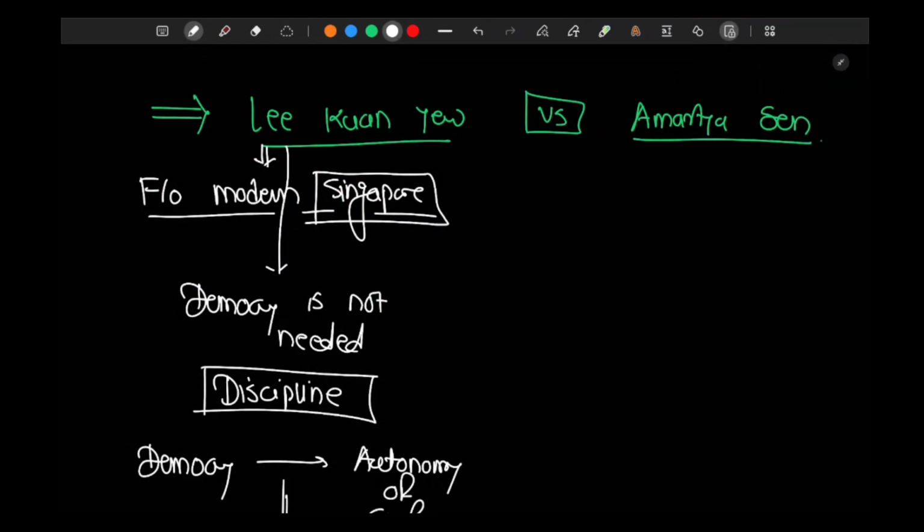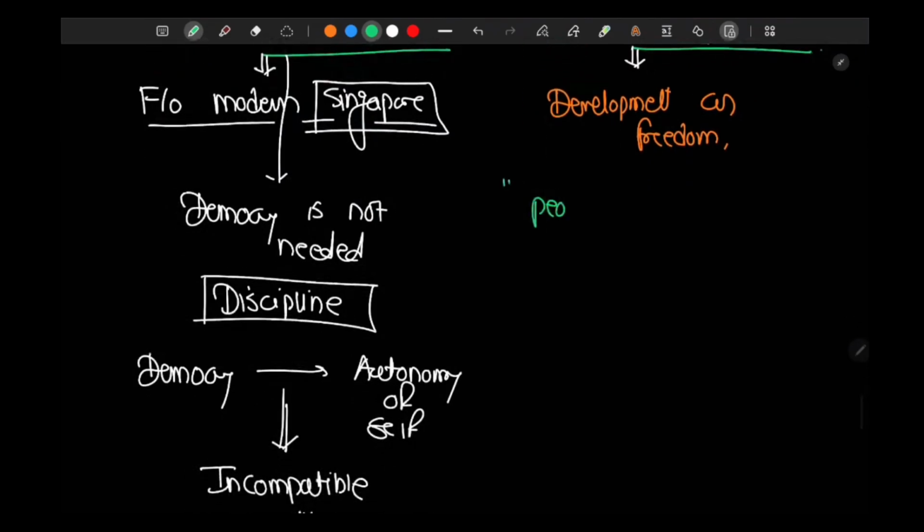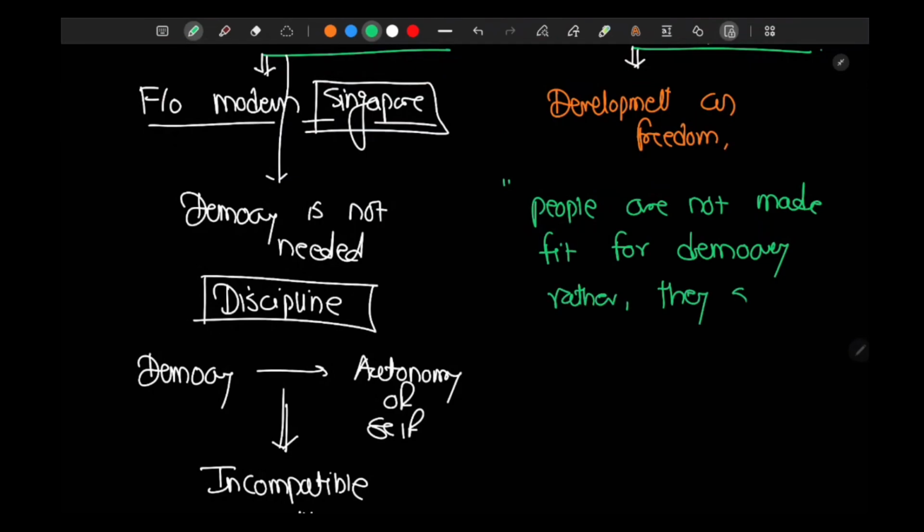To counter this, of course, we needed someone Asian. While Lee Kuan Yew and Mahathir Mohamad reject democracy by saying that democracy cannot lead to development, Amartya Sen, on the other hand, starts his book Development as Freedom by quoting: people are not made fit for democracy, rather they should be made fit through democracy.